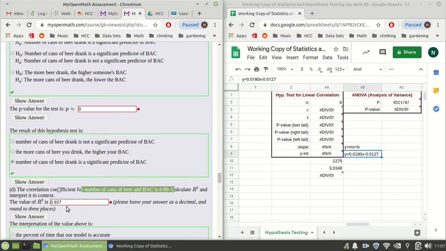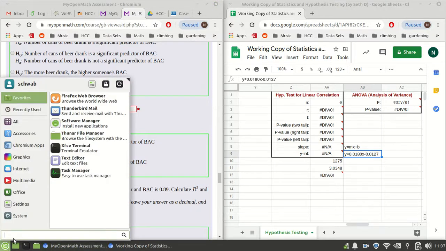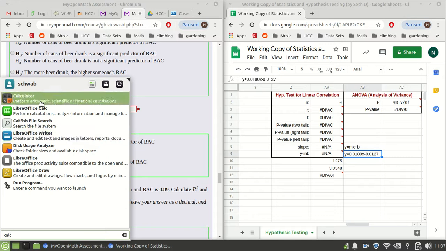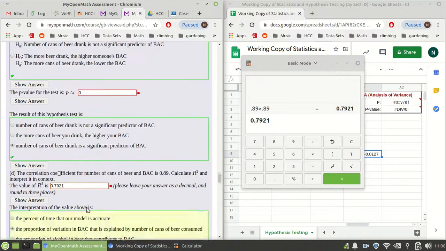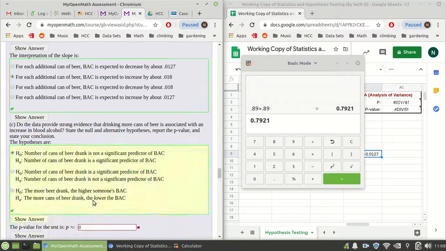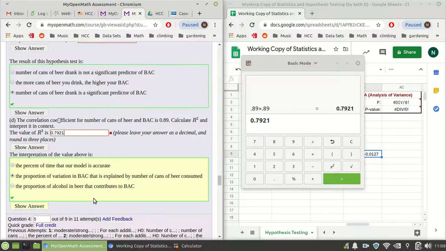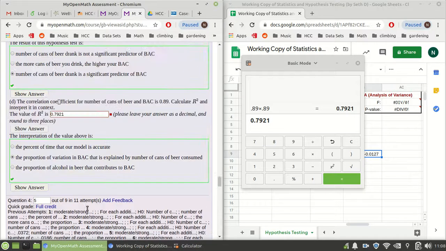You want to calculate r squared. Let's see. Calculator. Let's just do 0.89 times 0.89, and we get 0.7921. So that's what that should be, right? 0.7921. Cool. And that should be it. That's it for getting those computations there, right? If you have any questions, let me know. Okay.